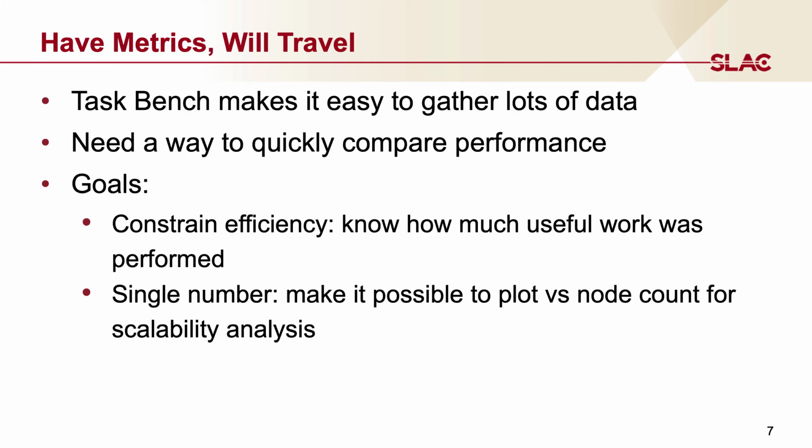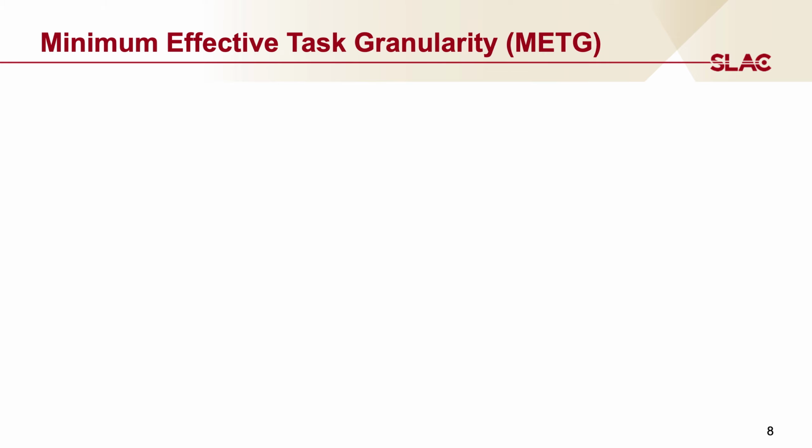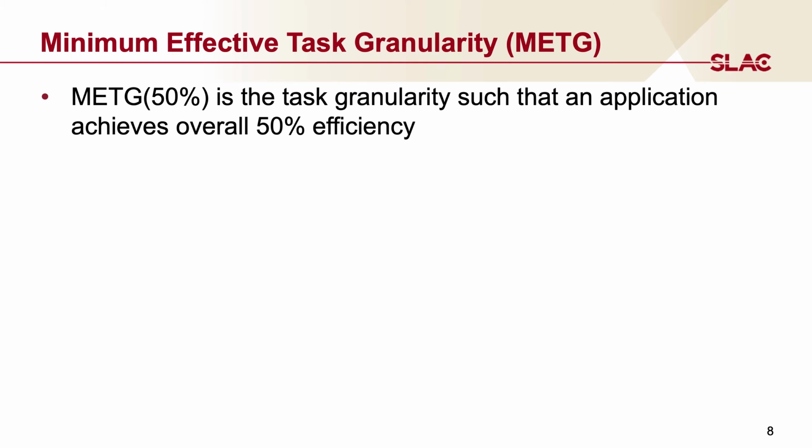We also want this metric to produce a single number, and that makes it possible to plot it against a number of different axes. So for example, we can plot against node count to do a scalability analysis. And so we developed a new metric, METG, the minimum effective task granularity. METG of a given efficiency threshold, say 50%, is the task granularity such that an application achieves an overall efficiency that is at least that threshold.